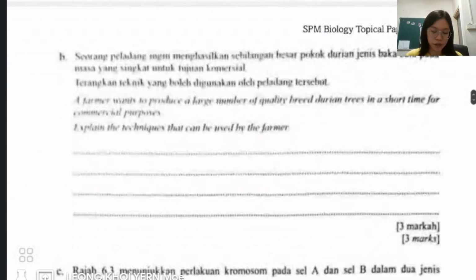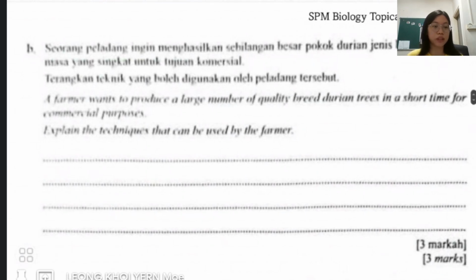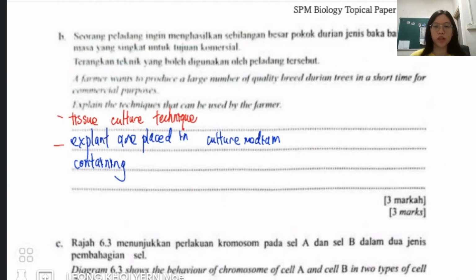And then this farmer wants to produce a large number of quality breed durian trees in a short time. So explain this technique to the farmer. It's basically a tissue culture technique, and it is very important for you to know this technique. First, state what the technique is: tissue culture. Then the explants are placed in the culture medium. The culture medium, of course, needs to provide nutrients and growth hormone, so write containing nutrients, or you can write growth hormone.